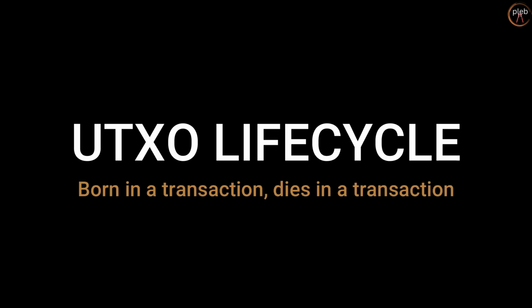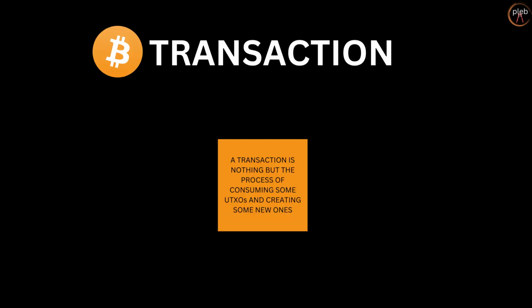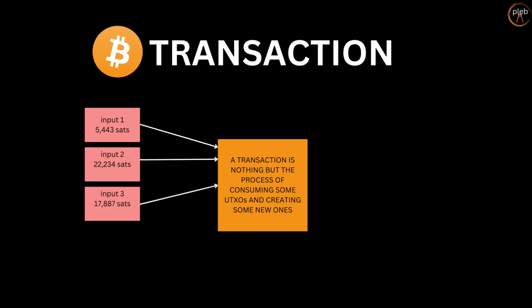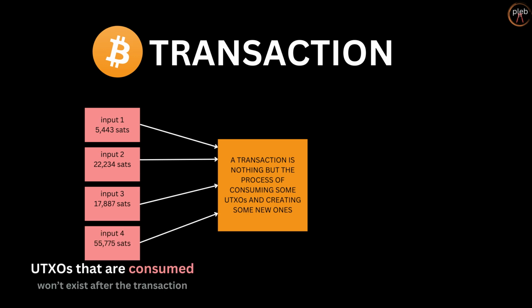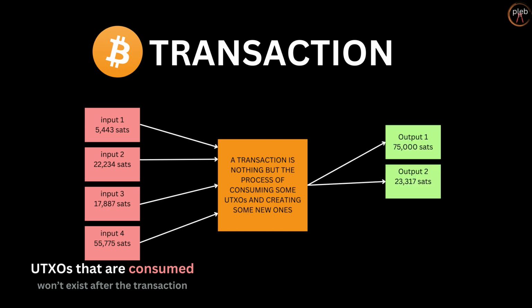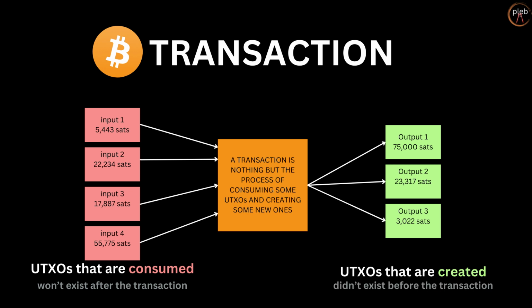Now let's go through the life cycle of a UTXO. A transaction is nothing but a process of consuming some UTXOs and creating some new ones. For example, if you have 4 inputs, these are the UTXOs that will be consumed and would not exist after the transaction. And if we have 3 outputs, then these are the UTXOs that are created that did not exist before this transaction.